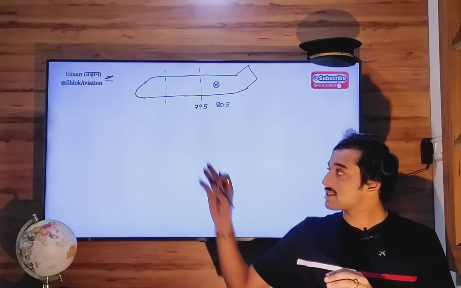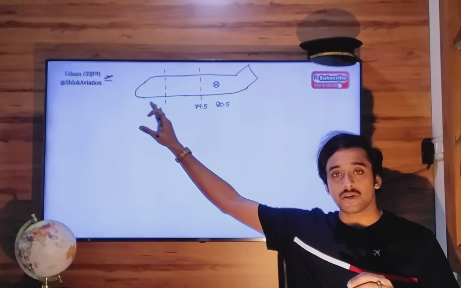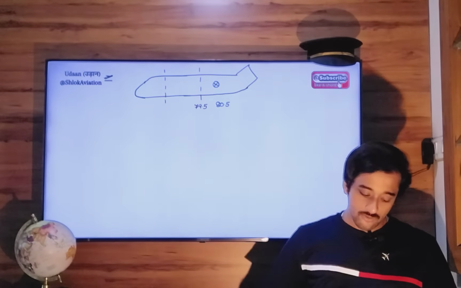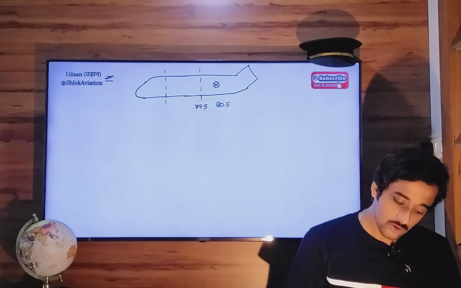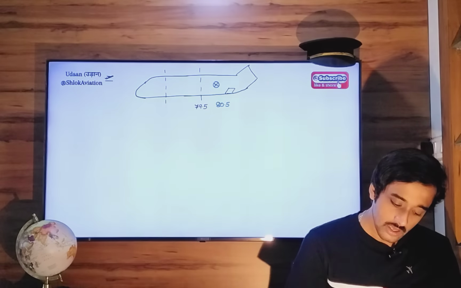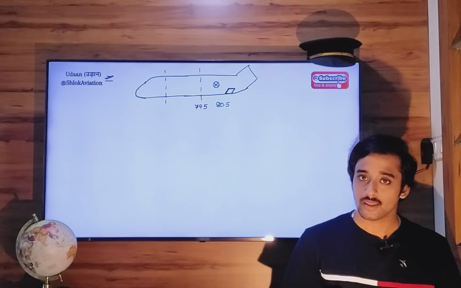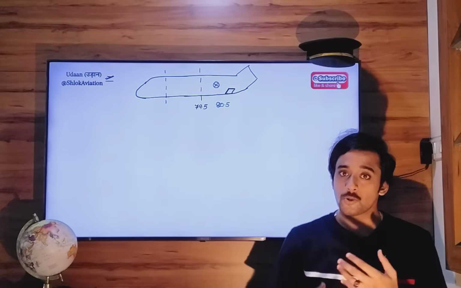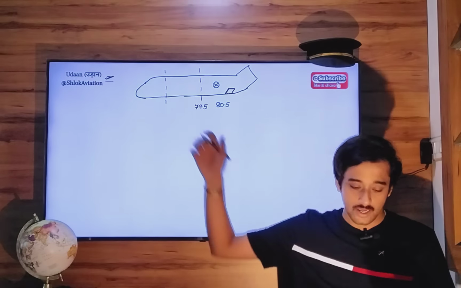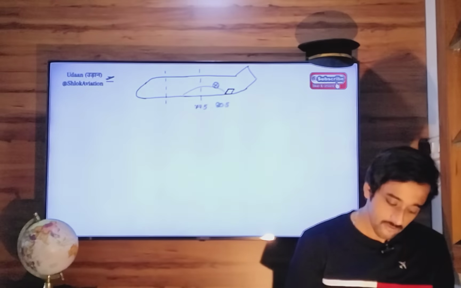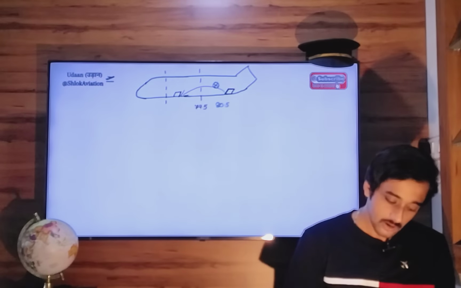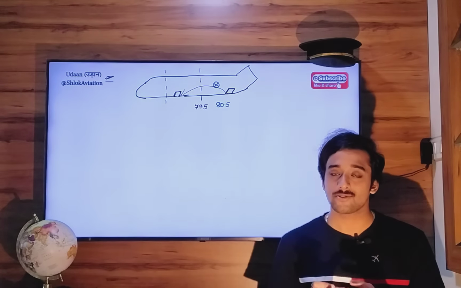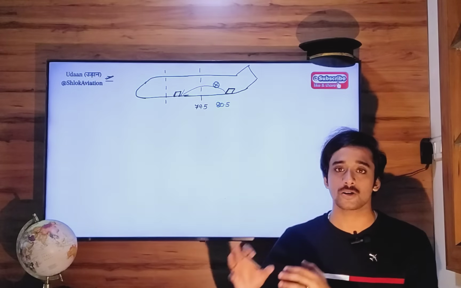So in order to bring the CG location within the acceptable limits of forward CG limit and aft CG limit, we will have to move some cargo in the aft compartment to a new position in the forward compartment. So from here we will have to move it somewhere here, let's say. Okay, so we have to find out the mass or the weight, how much weight we have to move from the aft position to the forward position.